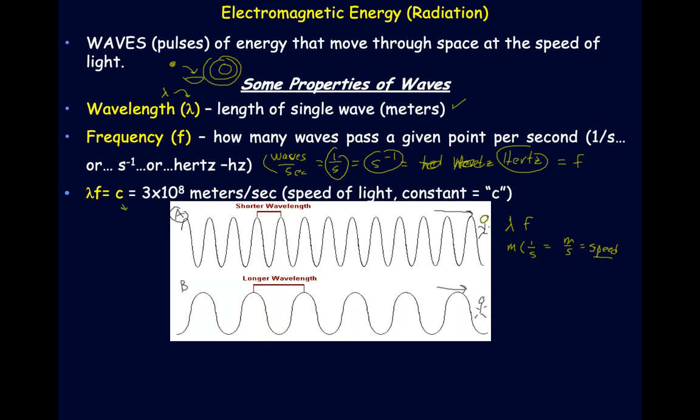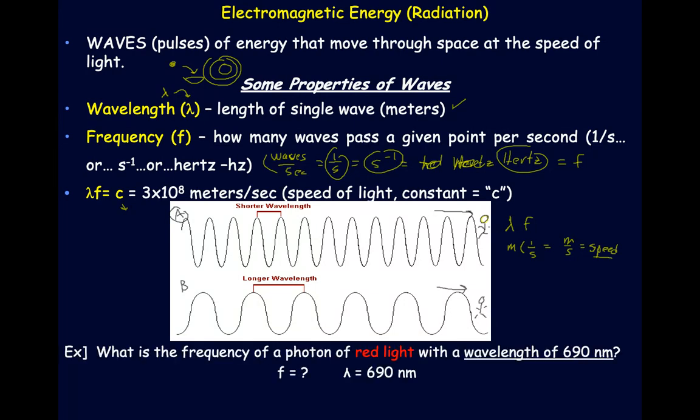Now, I don't mean big C, I mean little c. So again, big C was the specific heat of water. Little c is going to be 3 times 10 to the 8 meters per second, and that is the speed of light. And the speed of light never changes. The speed of light is constant. So all electromagnetic energy will move at this speed, the speed of light. Okay, so that's interesting to know. Just to review, there are 2 little things you got to know about waves. One is how long the wave is, and the other is how many pass through per second. When you multiply them, you simply get the speed of light.